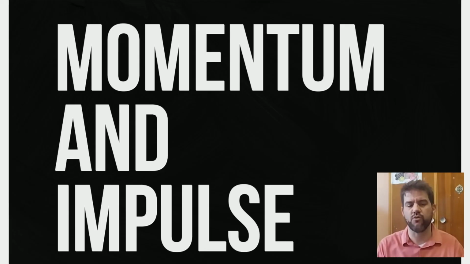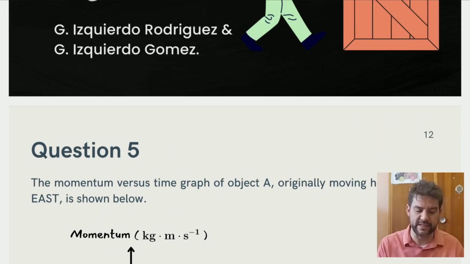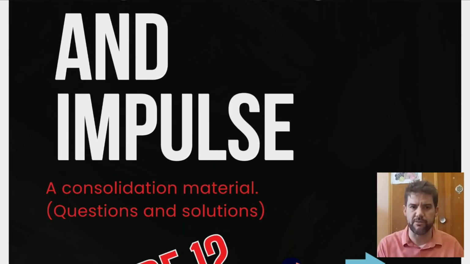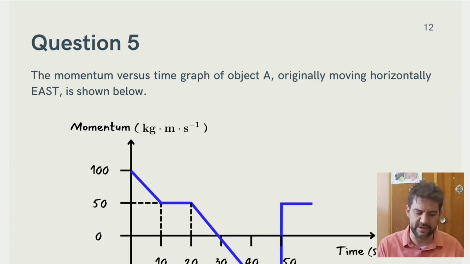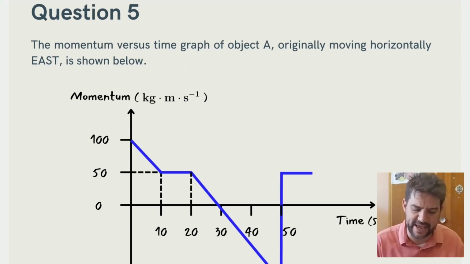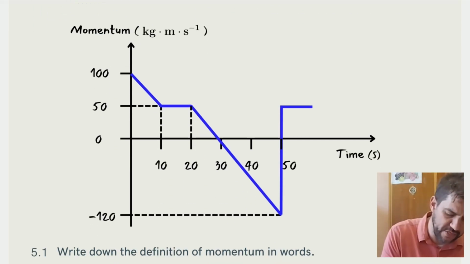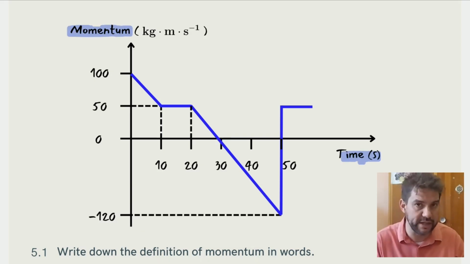This time we're going to be doing another question on momentum and impulse, another question related to a graph. This one is question 5 from this consolidation material, and all you need about momentum and impulse is in this specific material. Question 5 says the momentum versus time graph of object A, originally moving horizontally east, is shown below. All the information is on the graph, and this is a graph of momentum versus time. That is what you need to look at in the graph before you even start answering the question.